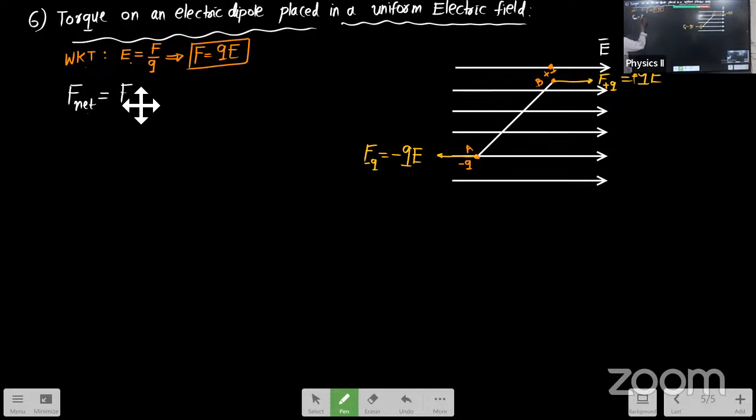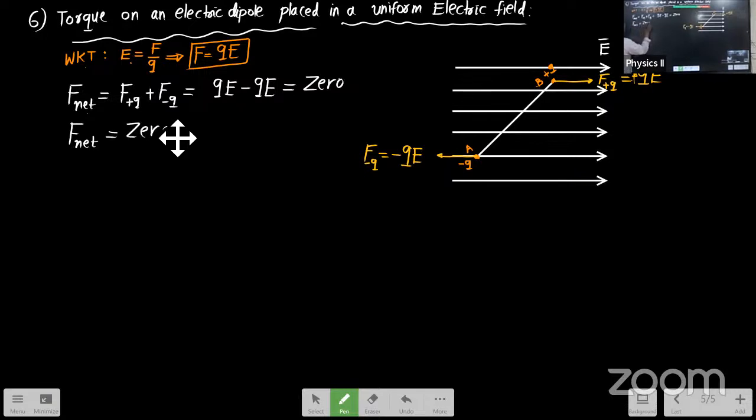Force due to positive charge plus force due to negative charge. So what is the value of force due to positive charge? It is plus QE. And what is the force due to negative charge? It is minus QE. So here the net force is 0. Remember this. So net force acting on electric dipole is how much? 0.